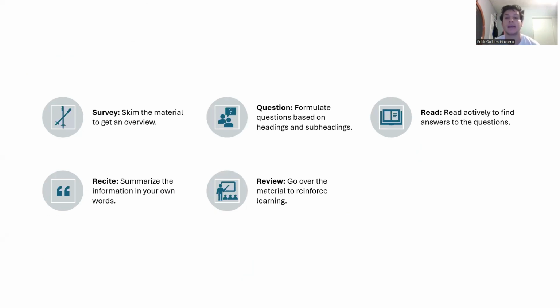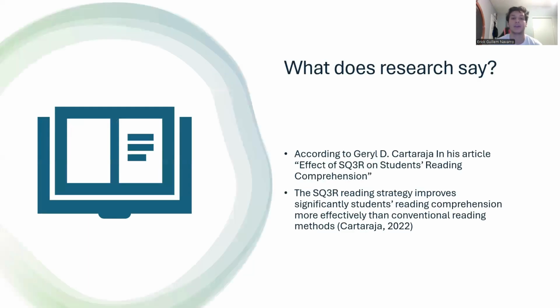The S stands for survey, which is skim the material to get an overview. Q stands for questions, which is formulate questions based on headings and subheadings. The first R is read actively to find answers to the questions, recite, summarize the information in your own words, and review, which is go over the material to reinforce the learning.